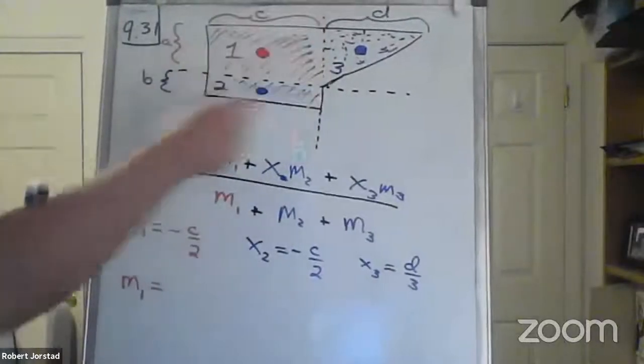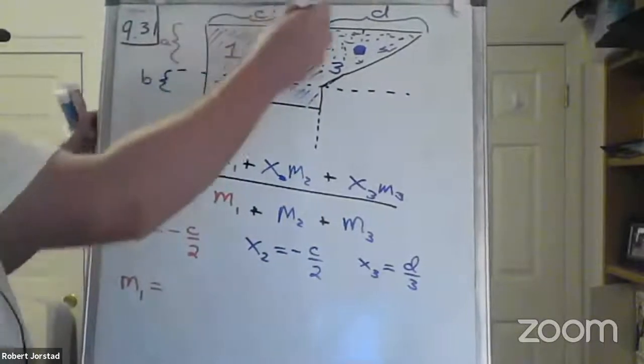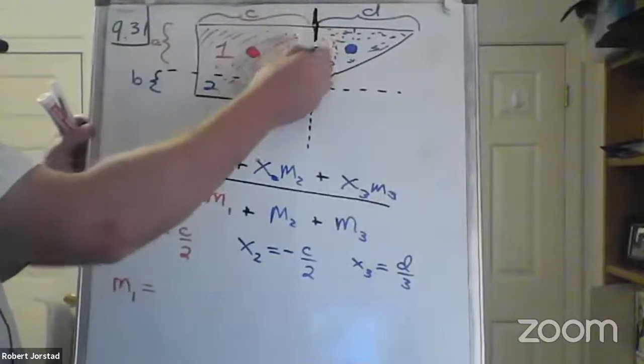Wait, sorry. Why is d over 3 positive instead of negative? This is where I drew the coordinate system. Do you see it in there? Oh, okay. Gotcha. So it's in the first quadrant. Cool. All right.